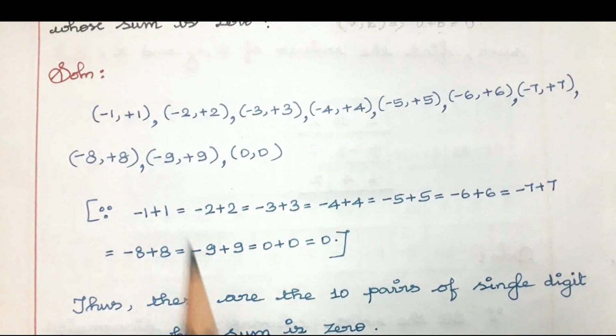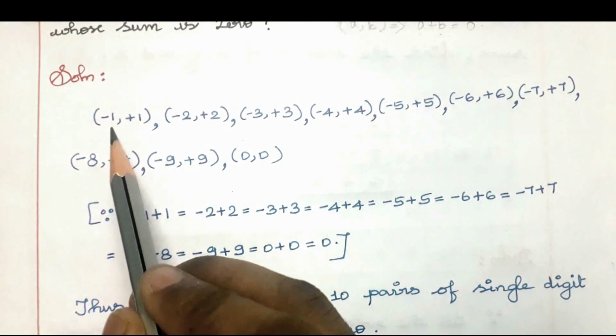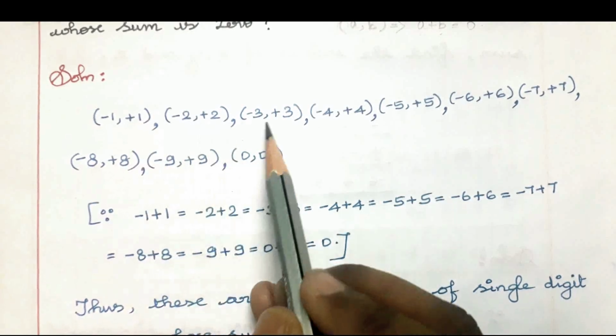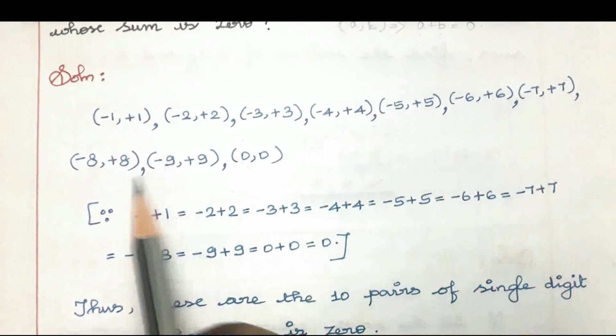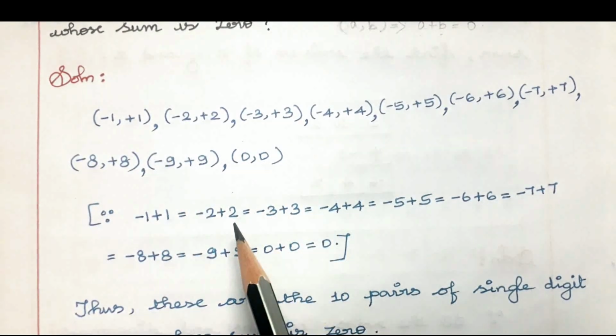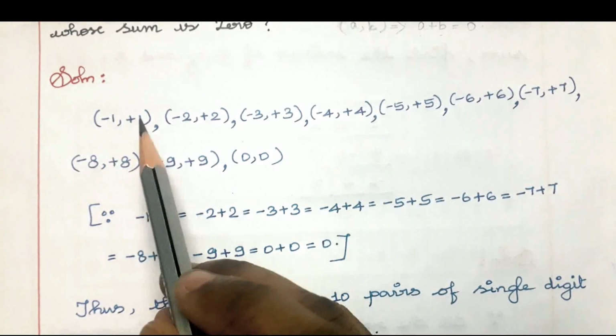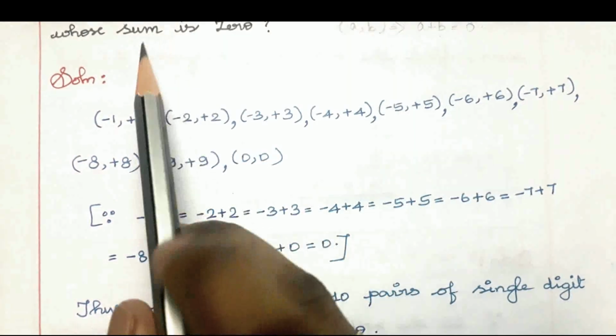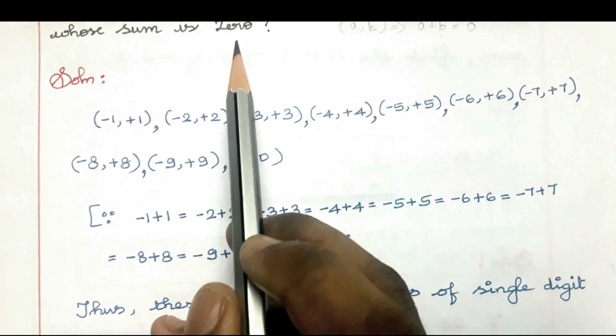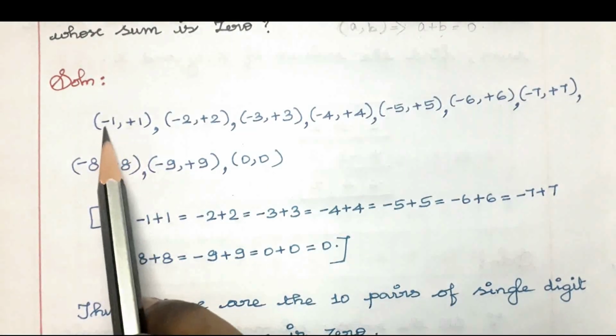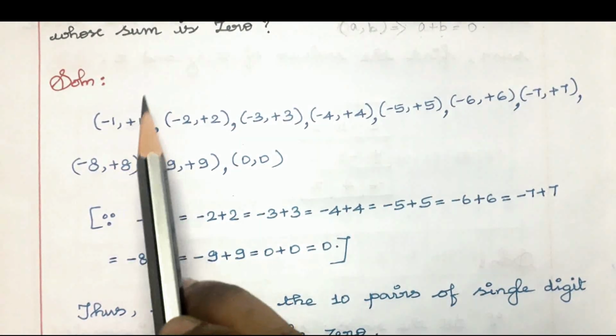So when you see the solution, I have taken 10 pairs: 1, 2, 3, 4, 5, 6, 7, 8, 9, and 10 pairs are here. So this is one integer, this is one integer. The condition is that the sum should be equal to 0. Therefore I have to add them. When I add them, I want to get the answer as 0.